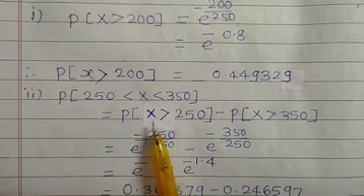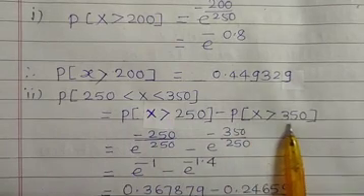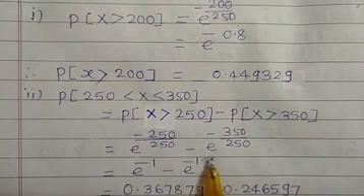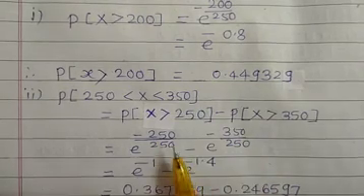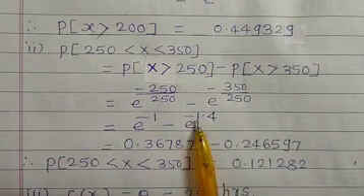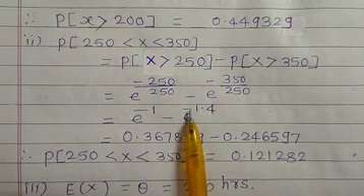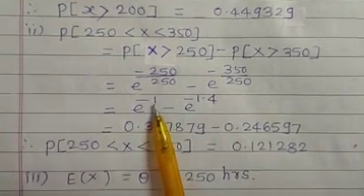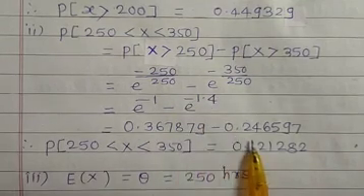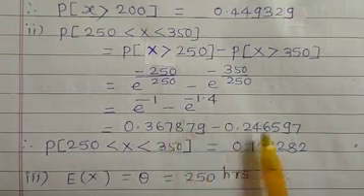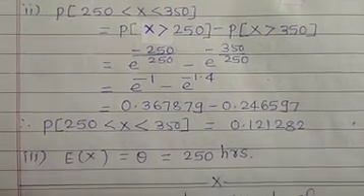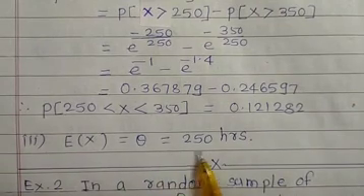Between 250 to 350: probability X is greater than 250 minus probability X is greater than 350. So this is e^(-250/250) minus e^(-350/250). So 250/250 is 1, so e^(-1) minus e^(-350/250), that is 1.4, so e^(-1) minus e^(-1.4). So e^(-1) is 0.367879 minus e^(-1.4) is 0.246597. So this subtraction will be 0.121282. Third, expected X is equal to theta, that is equal to 250 hours.